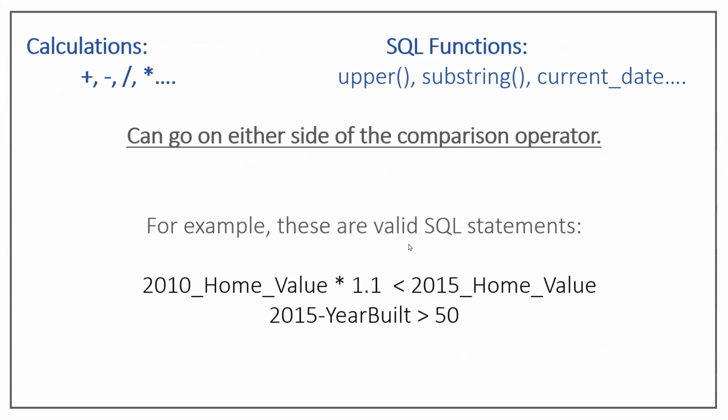So for example, here are some valid SQL statements. Take all the home value in 2010. That's what we just did, right? Basically taking a home value, multiplying it by 1.1. But in this case, on the other side of the operator, we have a different home value. So what we're doing, we're taking the value of the homes in 2010, increasing them by 10%, and seeing if that's less than the 2015 home value. That means that's going to select all the houses that have increased more than 10% between 2010 and 2015.